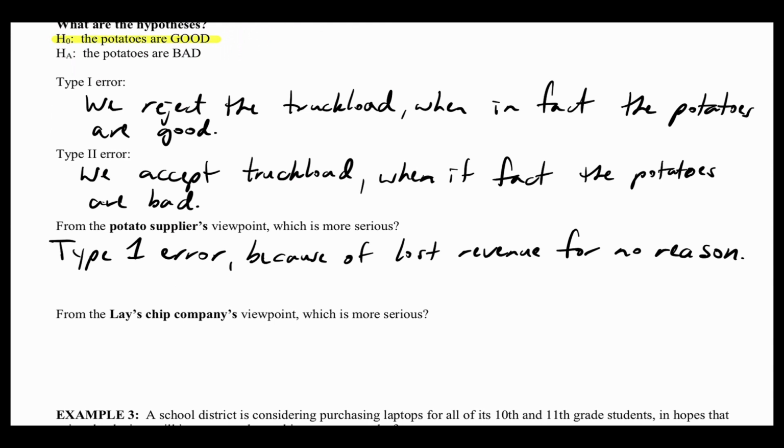Okay, so from Lay's, which one is worse? Is it a type 1 or a type 2 error? Type 2, because there you go, right? If people get sick from Lay's potato chips, they're not going to blame the farmer. They don't know who the farmer is. They know it's Lay's. The bags say Lay's potato chips. I got sick from Lay's potato chips, right?